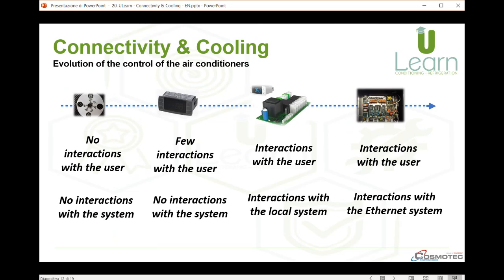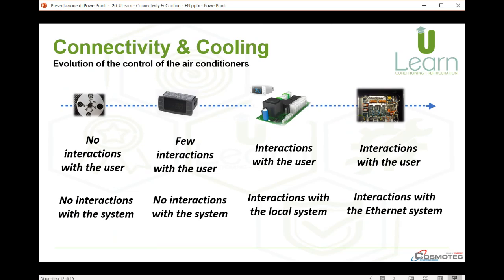Now we see the air conditioner and which interaction it has with the system. Let's take a look at how this aspect has evolved over time. In the past, a simple mechanical thermostat controlled the air conditioner without interaction with the user and with the system. After, the user wanted more interaction with the unit, but didn't need interaction with the system. So the best solution was the electronic thermostat. Now the units have to give more interaction, both to the user and the local system, and an electronic board with more functions is better and more useful than an electronic thermostat.